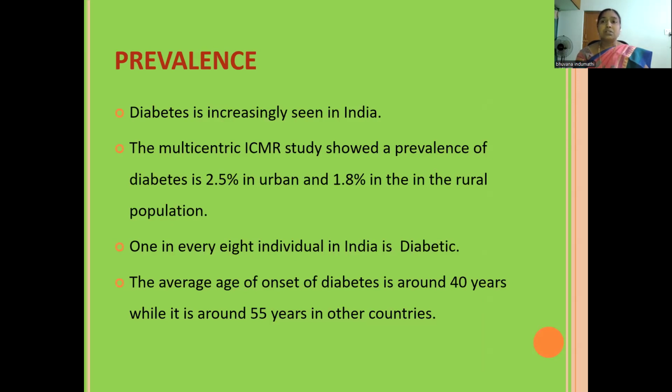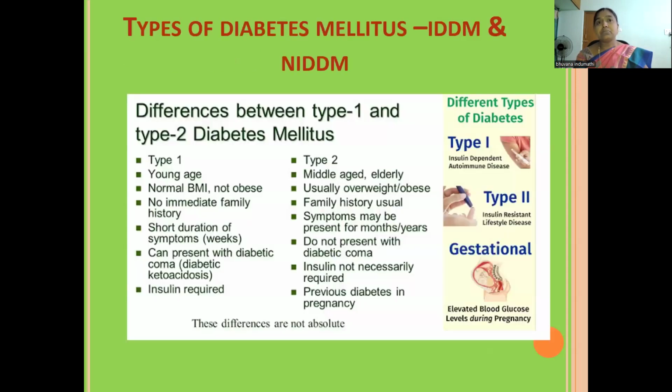Next. Coming to the prevalence, diabetes is increasingly seen in India. The multi-centric ICMR study showed the prevalence of diabetes is 2.5% in the urban and 1.8% in the rural population. One in every 8 individuals in India is diabetic. The average onset of diabetes is around 40 years, while it is around 55 years in other countries.